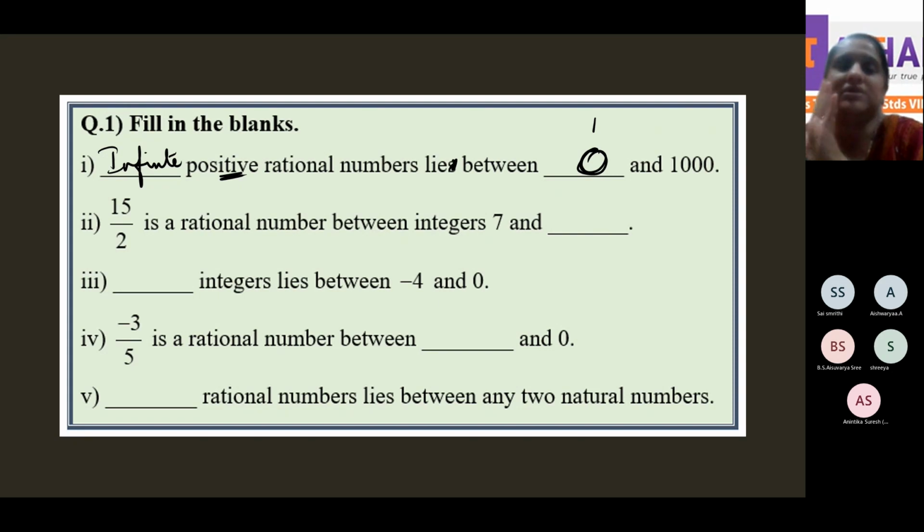0 is neutral, neither positive nor negative. So from where do we have positive rational numbers? It starts after 0, not from 0. So after 0, that means it's between 0 and 1000. 15 by 2 is a rational number between integer 7 and 8.